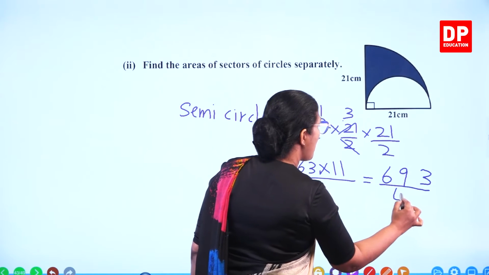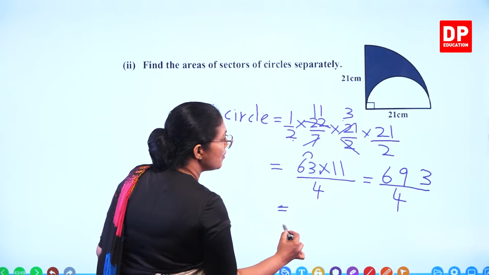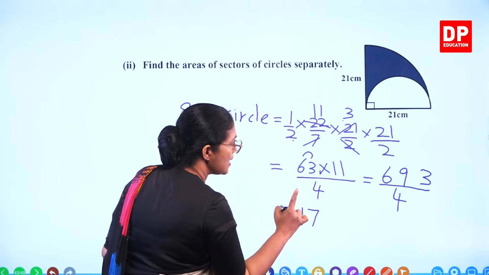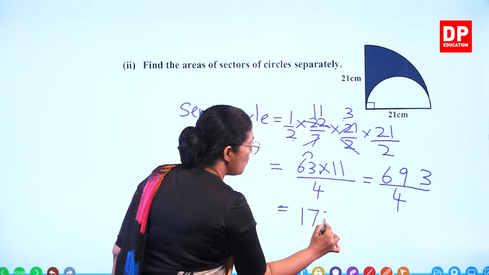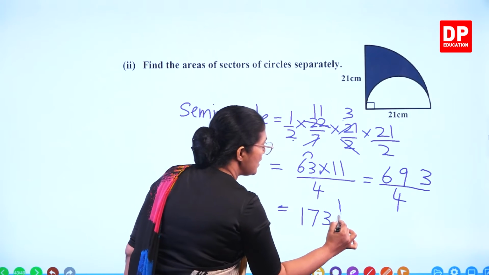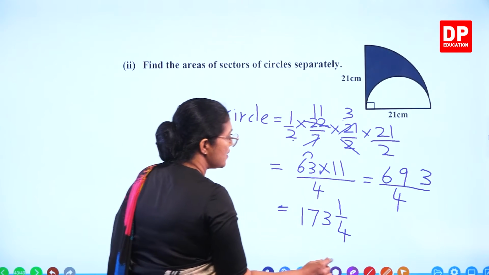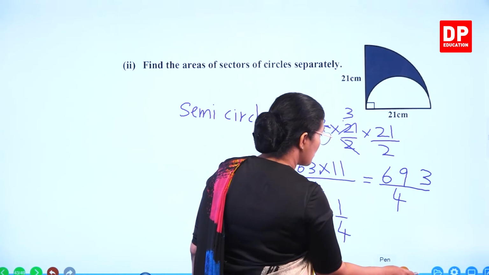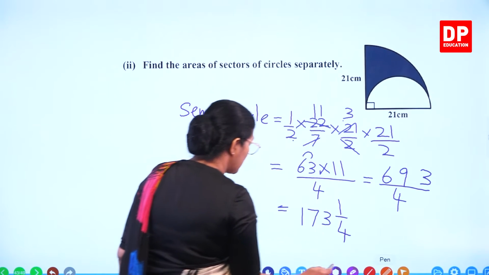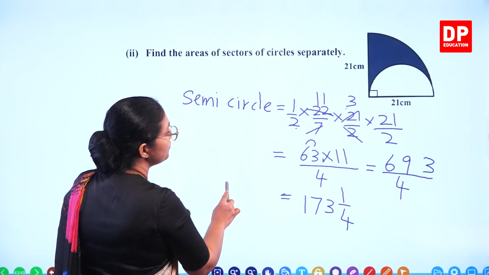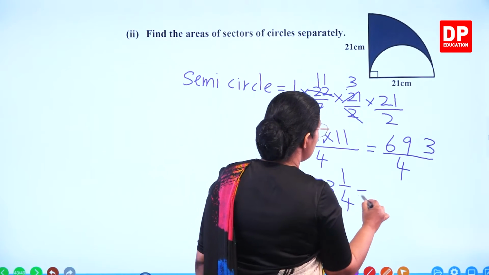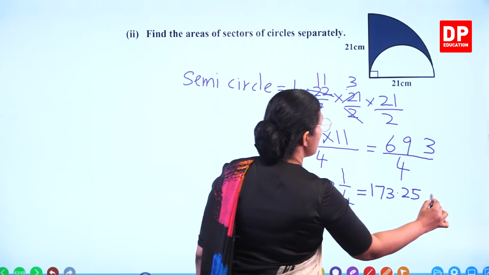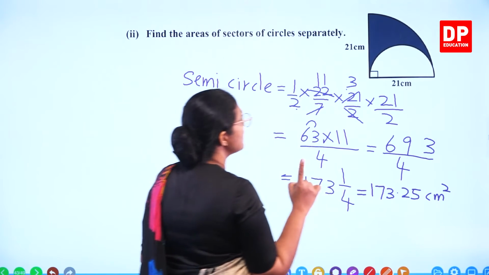693. Divide by 4. You get 4 times 1, 4. 29. 4 times 7, 28. For 13, 4 times 3, 12. 1 remaining. So 173 and 1/4. So that's the semicircular part. Or you can write 173.25 square centimeters is the semicircular part.